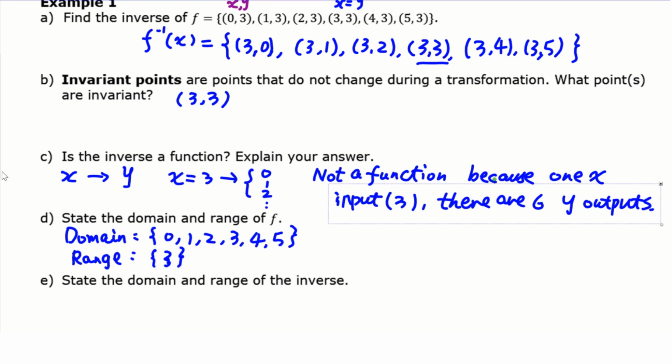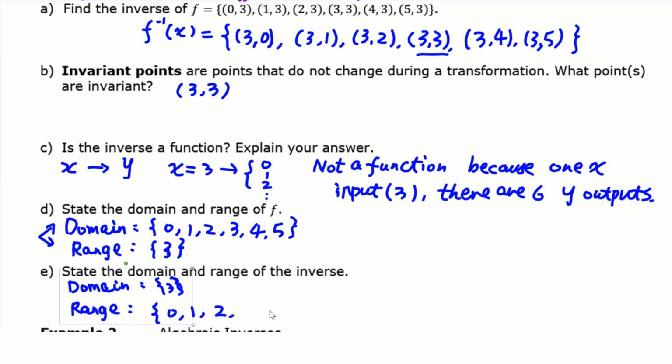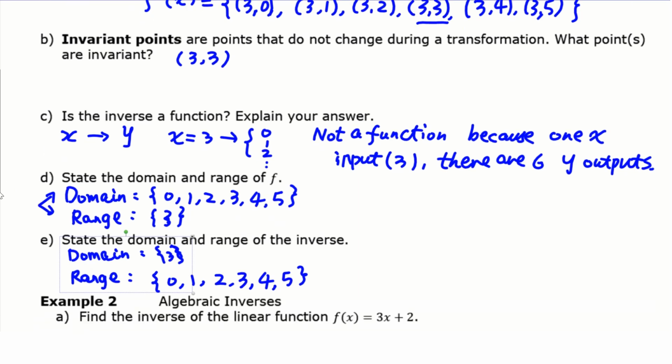State the domain and the range of the inverse. We know that we just switch x and y, and you will have the inverse. So the domain is 3, and the range will be the domain of the original function, so it's 0, 1, 2, 3, 4, 5. So this one is ordered pairs: how to find the inverse and the domain and range.